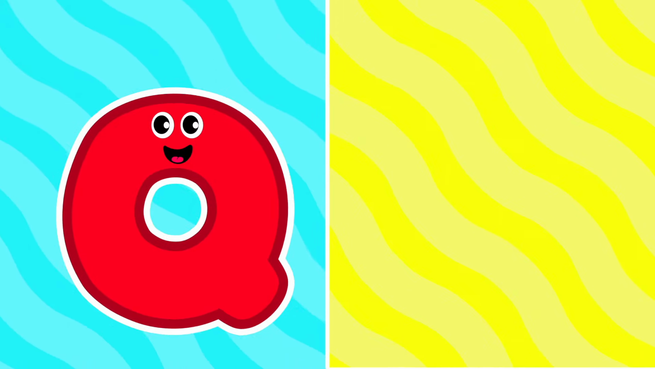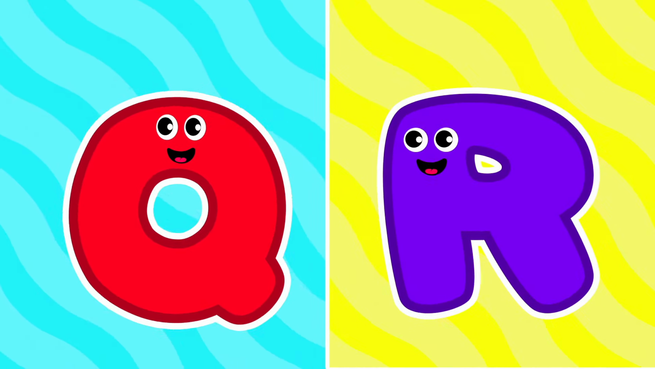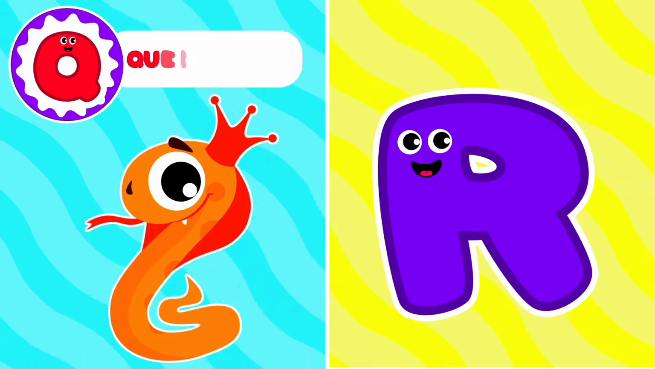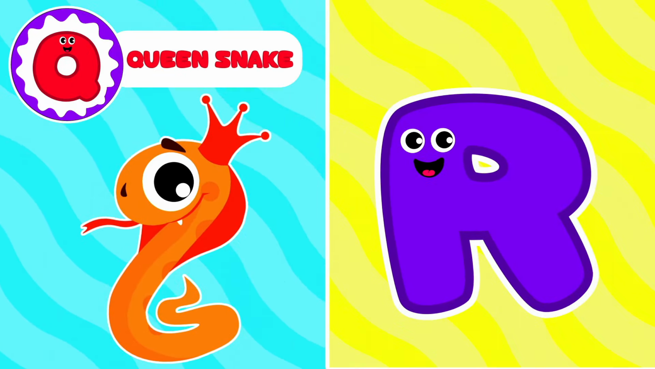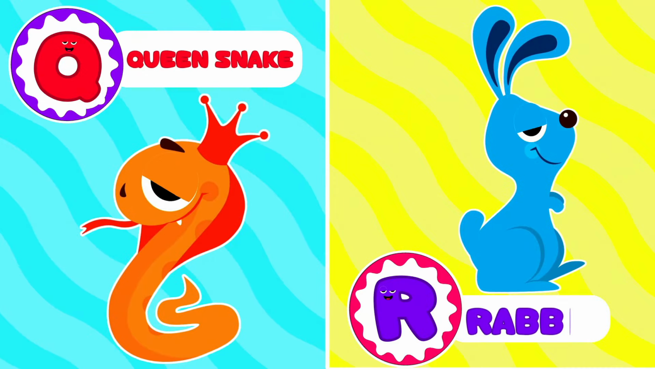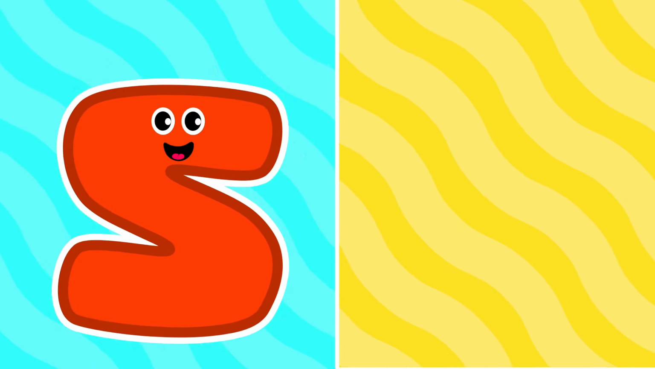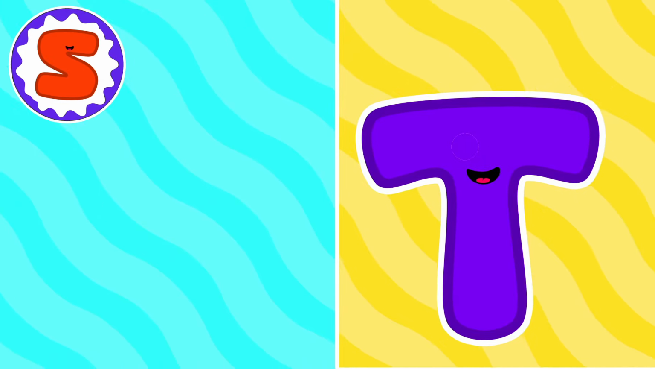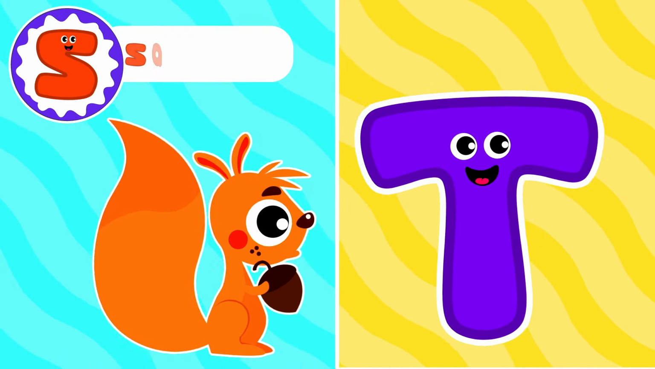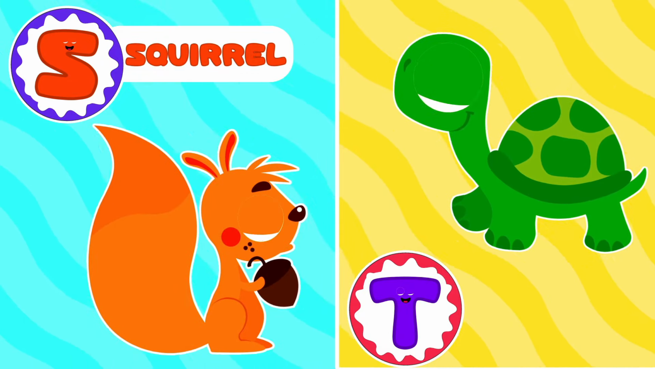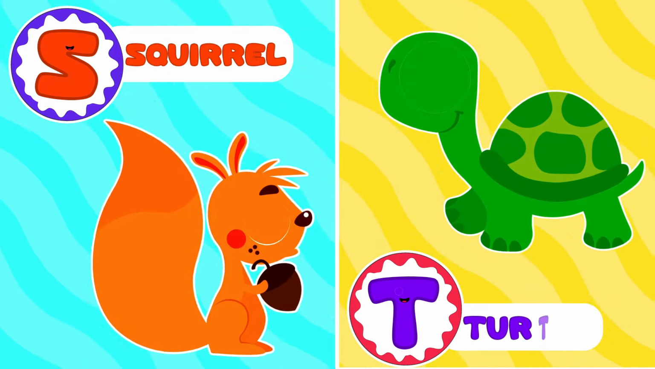Q, R. Q queen snake. Q says queen snake. R rabbit. R says rabbit. S, T. S squirrel. S says squirrel. T turtle. T says turtle.